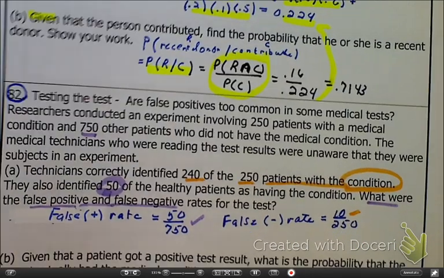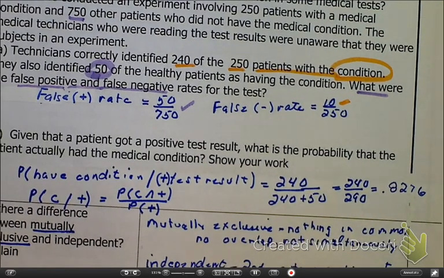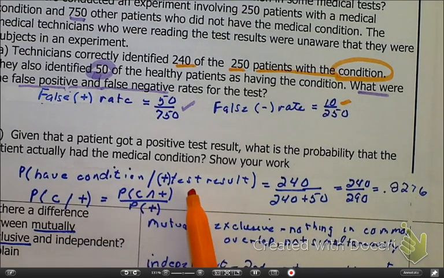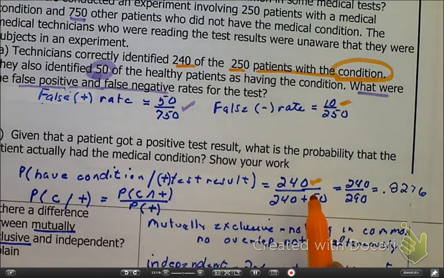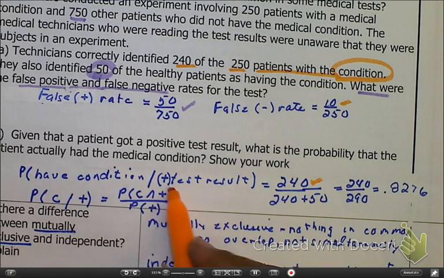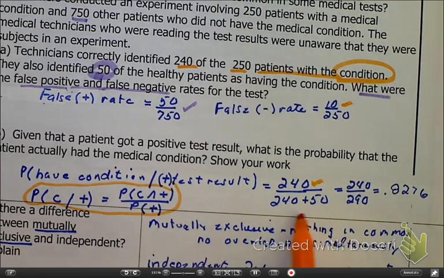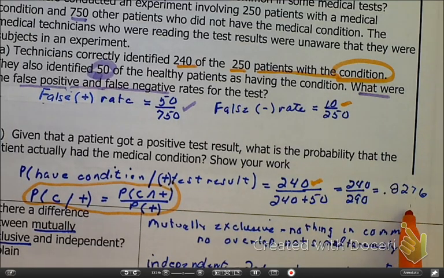And as we look at B, take a moment, pause to read it, try it yourself. Okay, now you have the probability of having the condition and a positive result, both of them happening. Remember, there's that formula again, over the grand total of everybody that's positive. And then there is your percentage.